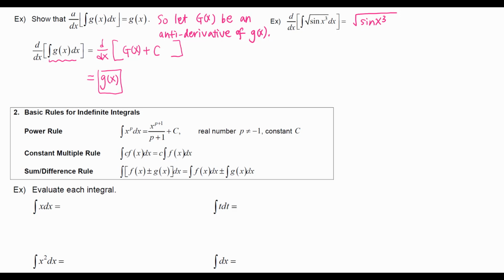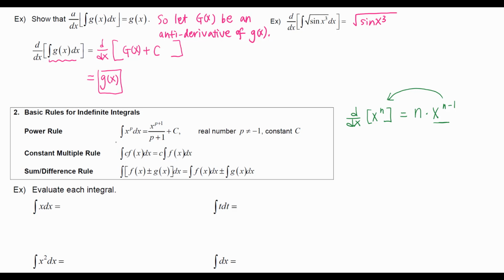Just like there are rules for derivatives, there are basic rules for indefinite integrals as well. The first one is called the power rule, and we had a power rule for derivatives as well. Recall when we take the derivative of x to the power n, then n drops down to the front, and we lose one power. Now we're going backwards. So going backwards, you can see that I need to gain one power. Whatever the current power I have, I need to add one power to go back.